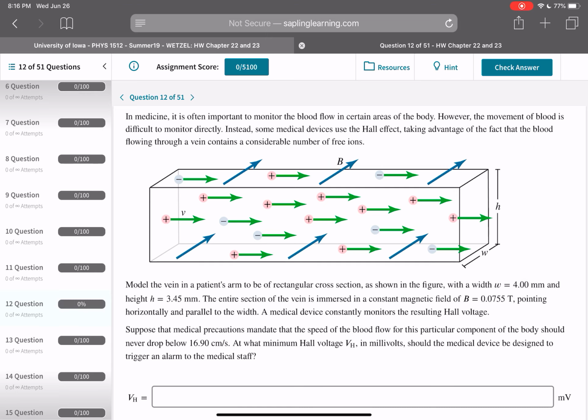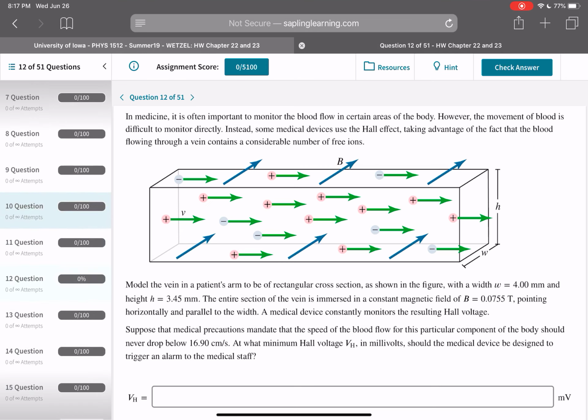If you do that, then if your speed drops below 16.9 centimeters per second, the charge will no longer be balanced. The EMF will get larger, and then bling, bling, bling, your alarm is going to go off. Okay, so there's the balance equation. There's a really good example of this in the book. It talks specifically about blood flow, and just follow that example.